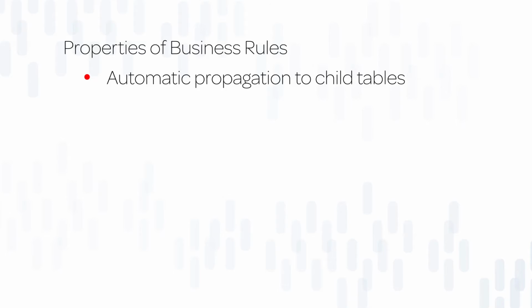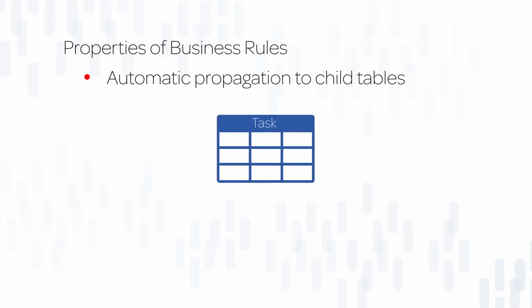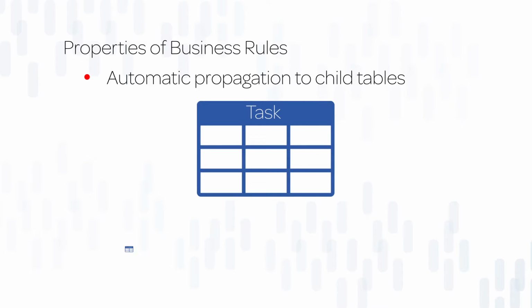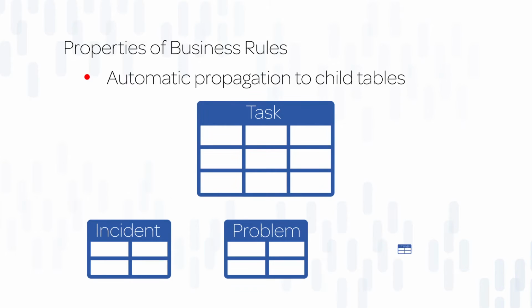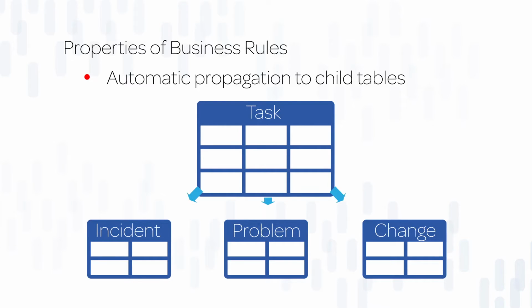Now let's look at two notable properties of business rules. First, business rules applied to a parent table automatically propagate to all child tables as well. For example, the task table is the parent table to the incident, problem, and change tables. So a business rule on the task table will also affect these child tables.